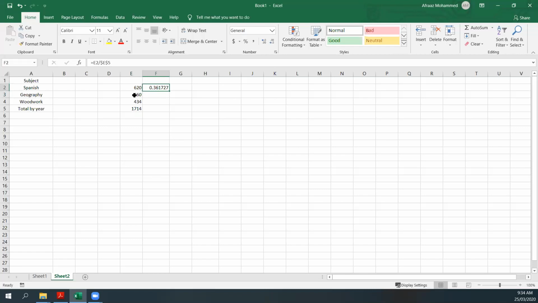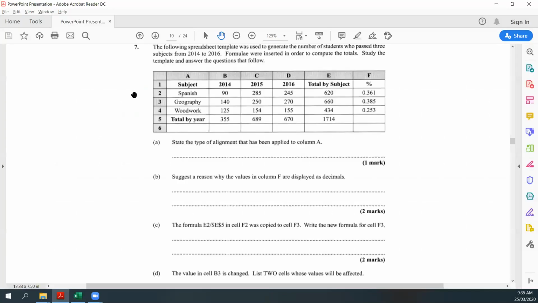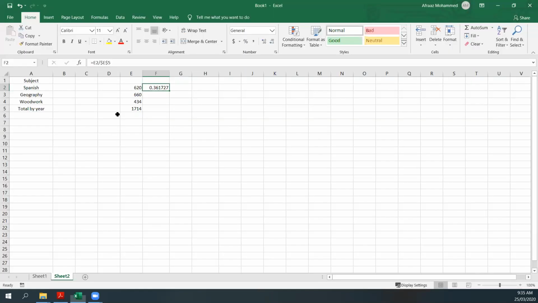Right. So that gives you this value. Based on this answer, we could definitely say that the answer for part B would be that they didn't apply percentage formatting to the cells, because the value is small, or it's in decimal places, right? All right, so the question is, if you copy this in cell F3, what will happen? So yes, that's right, the answer in the chat. Let's verify. So it changed to E3 divided by $E$5.